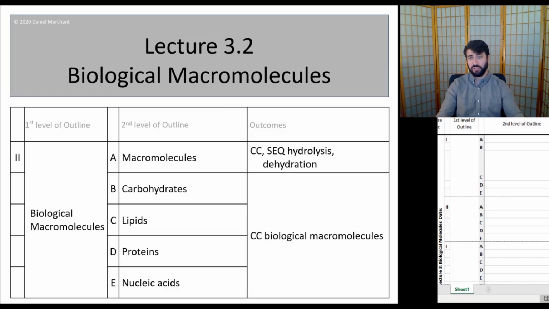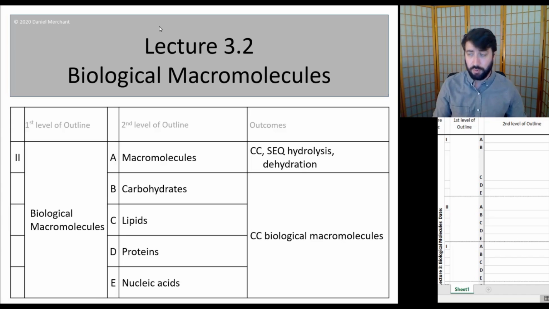In lecture 3.2, we're going to be talking about biological macromolecules. So what is a macromolecule to begin with? We're also going to talk about how you get macromolecules. And then the 4 types of macromolecules that you find: carbohydrates, lipids, proteins, and nucleic acids. Just a little bit about nucleic acids.